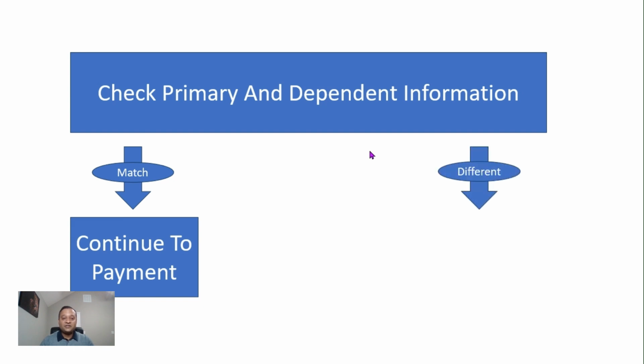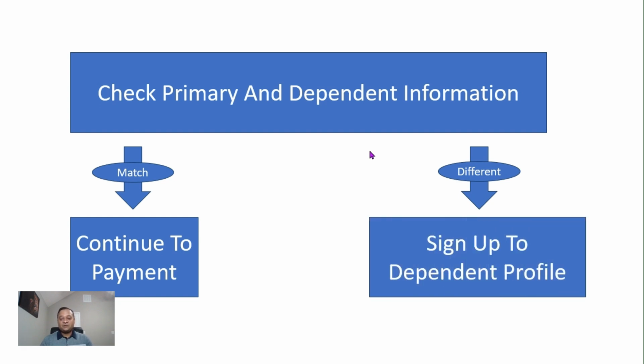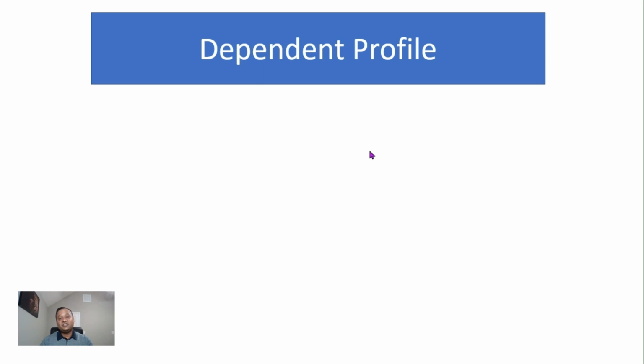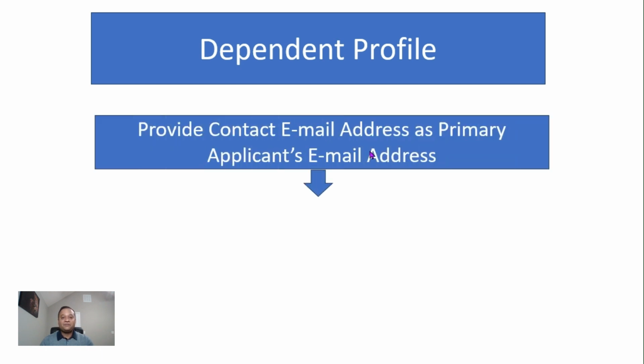But if any of the information between primary and dependent is not matching, then you need to sign up for the dependent profile. So go to the visa portal and sign up for the dependent profile. When you are signing up and logging into the dependent profile, do the start application, and on the profile, on the top right corner, make sure you are giving the contact address in the dependent profile as the primary applicant's email address. This is the way they will link the primary and the dependent applicants in the primary application.